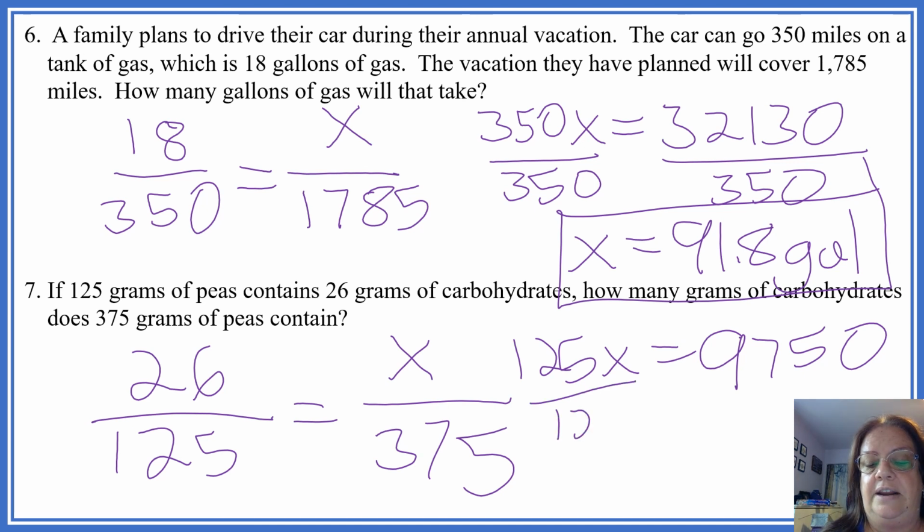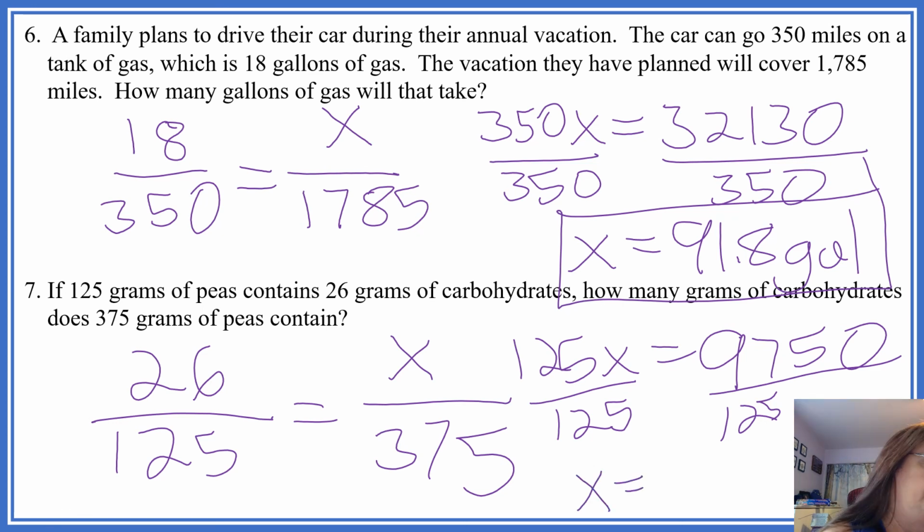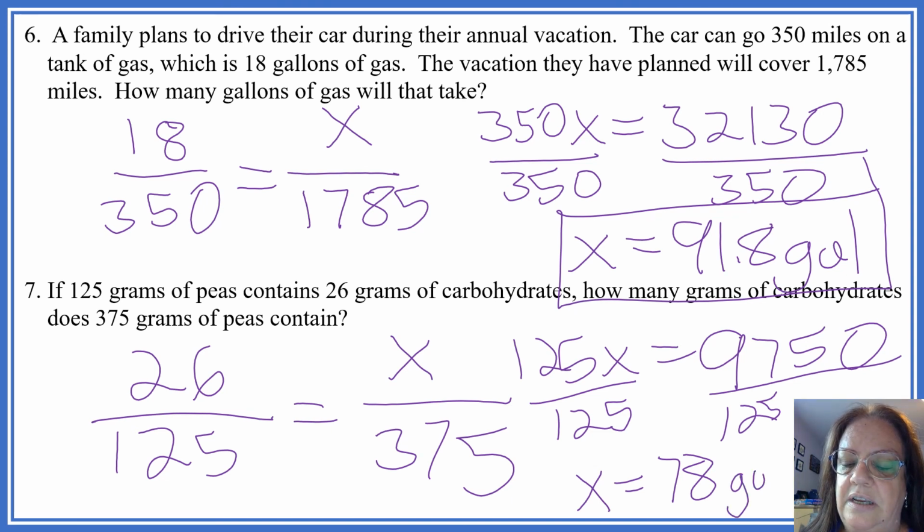We're going to divide by the coefficient, and x is going to equal 78 grams carbohydrate. G of C. And that's my answer.